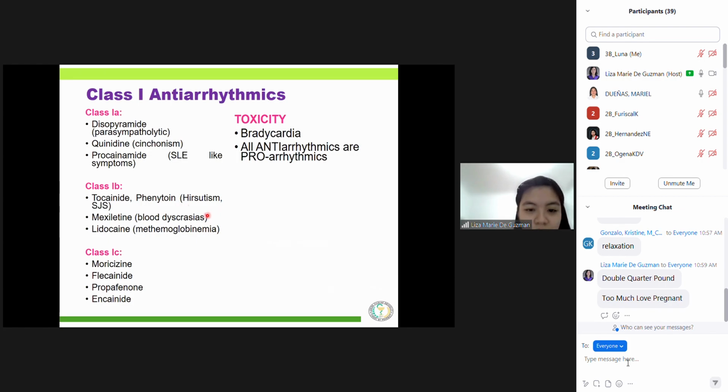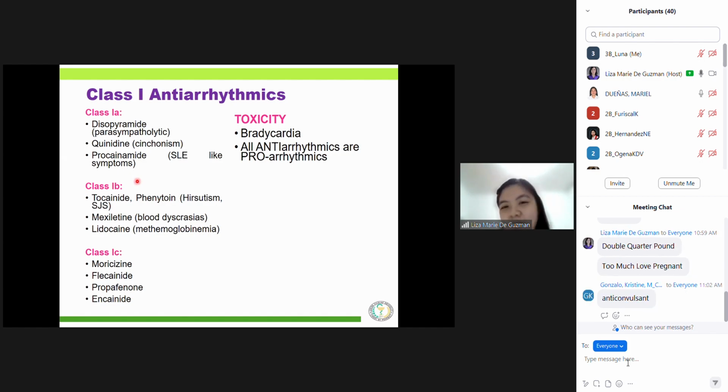So, tocainide and phenytoin cause hirsutism and SJS, Stevens-Johnson syndrome. Phenytoin, aside from being anti-arrhythmic, where else is it used, class? Let's review. Where else do we use phenytoin? I think this is Pharmacology 1, PCOL 1. Oh, you forgot already. Isn't this an anticonvulsant? Dilantin. Very good. Dilantin, right? Anticonvulsant.